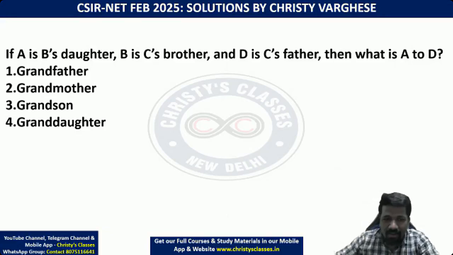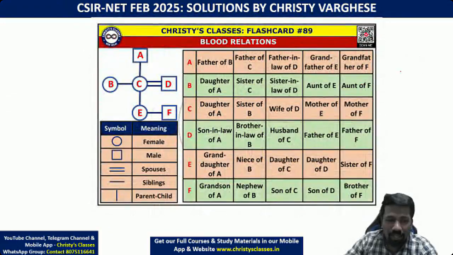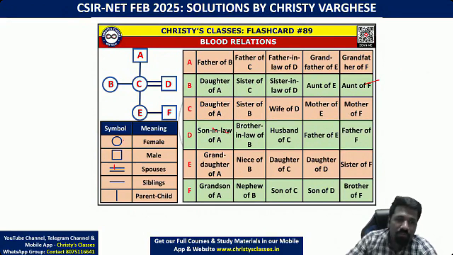ये ब्लड रिलेशन टॉपिक का क्वेश्चन है. इसमें ब्लड रिलेशन ट्री कैसा ड्रॉ करना है, that is an important thing. These are the rules or symbols I will be using. If the person is female, I will denote by a circle. Male है तो rectangle या square.